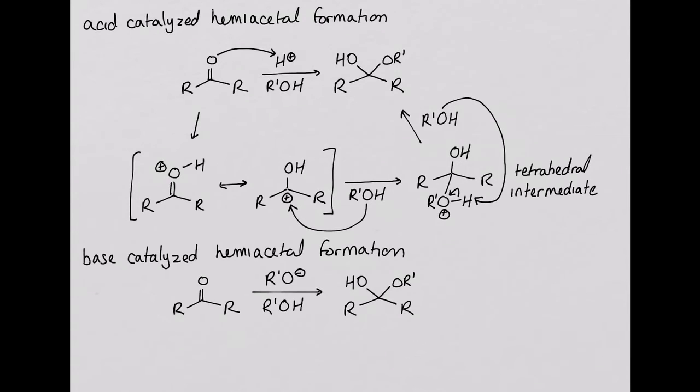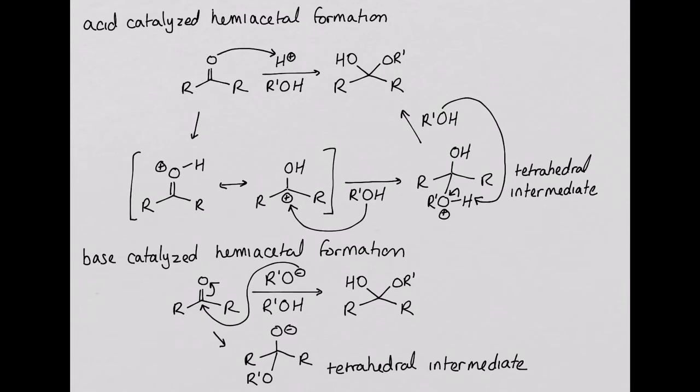In the first step of this mechanism, the base will attack the electrophile. This produces the tetrahedral intermediate. In the final step, the tetrahedral intermediate is protonated to form the neutral hemiacetal.